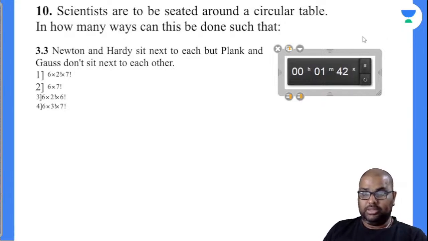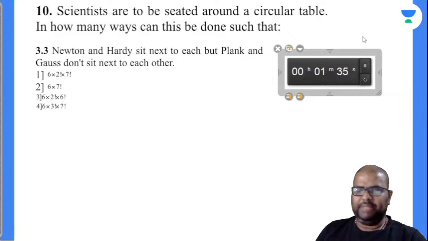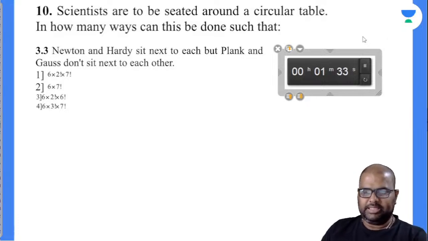Now, how can you solve this question? We have a logic also to solve this question. I will not reveal the logic. If I reveal the logic, automatically you can solve the question within 30 seconds.